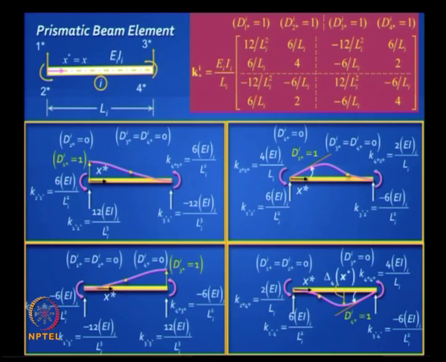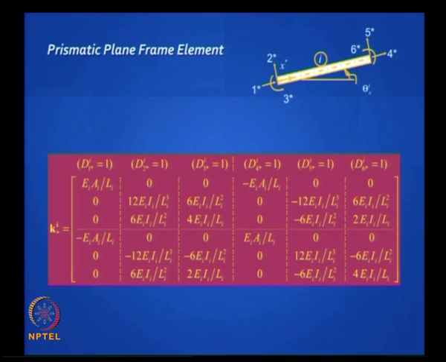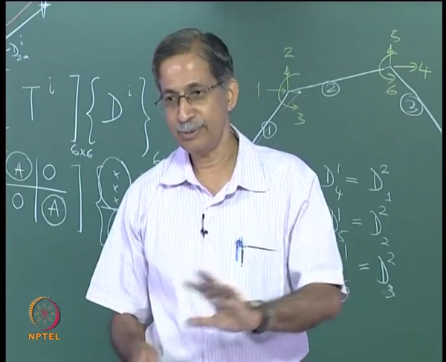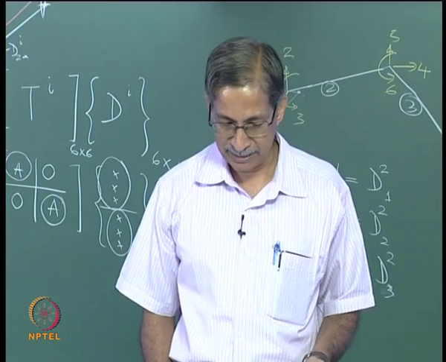If you have a plane frame element, you will have a combination of the truss and the beam. We will see this later. This is 6 by 6. Right now it is an introduction. You should know that you have these element stiffness matrices.